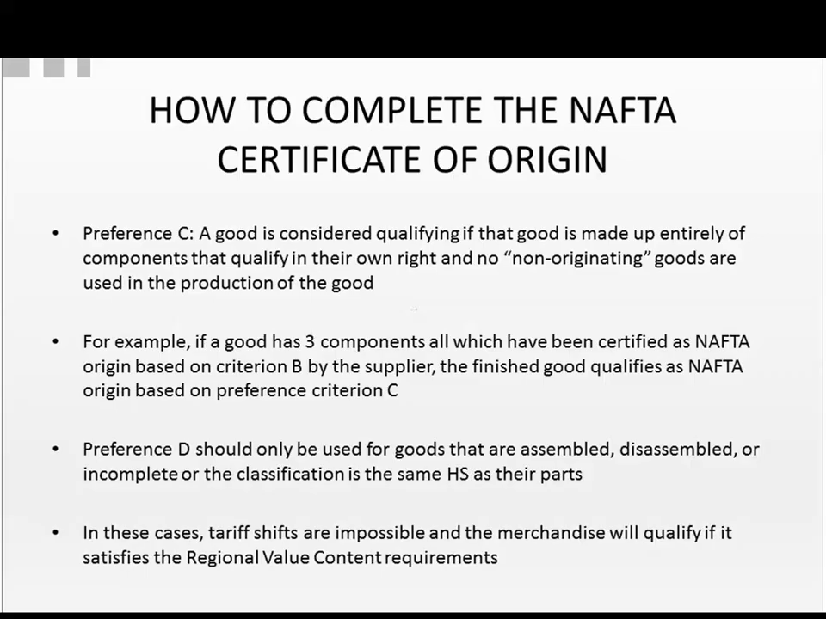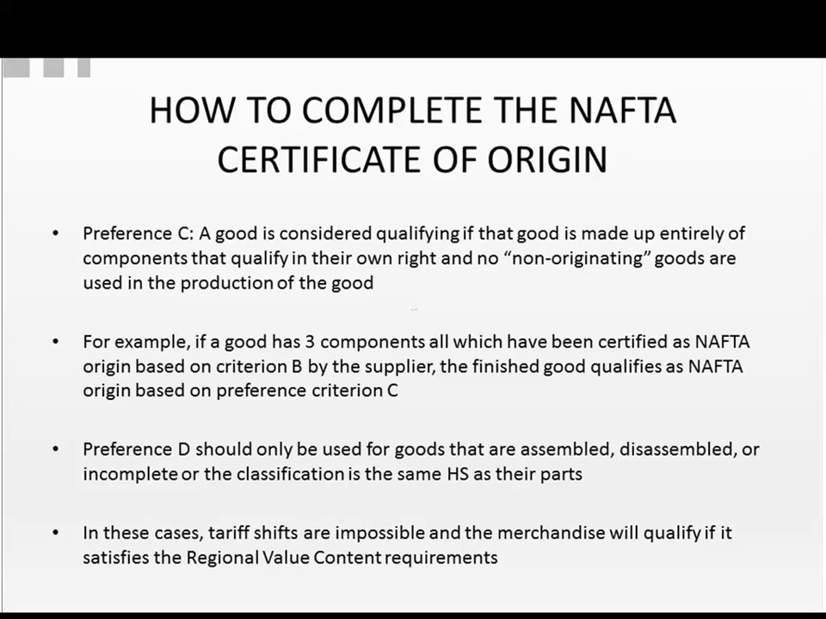So preference C is often used when you have various components that have already been qualified into a finished good. Then you can qualify the finished good as well. Preference D, getting on with it, should only be used for goods that are assembled, disassembled, or incomplete, or the classification is the same HS as their parts.